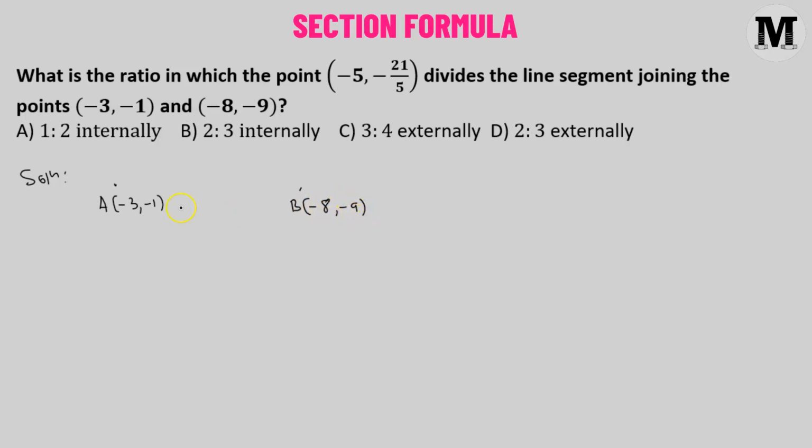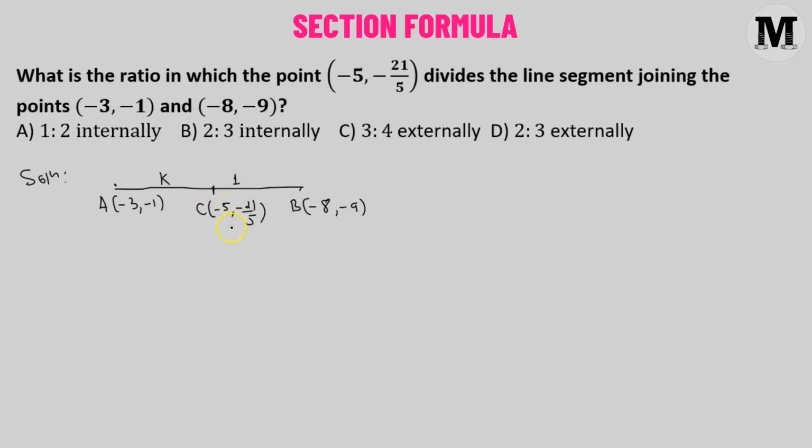Fine. Let's join the two points A and B. Now here we're going to consider a third point. This is an assumption. We'll assume that we have another point C with the coordinates (-5, -21/5). And this particular point C is dividing the line AB into the ratio k:1. Our goal will be to find out the ratio.